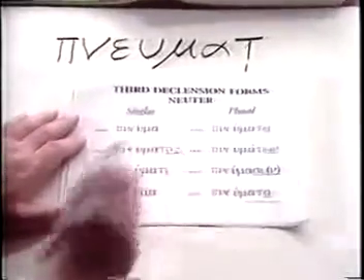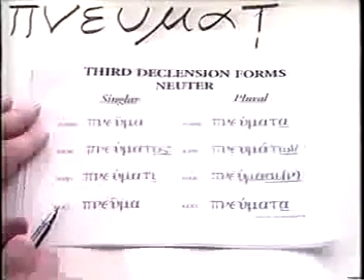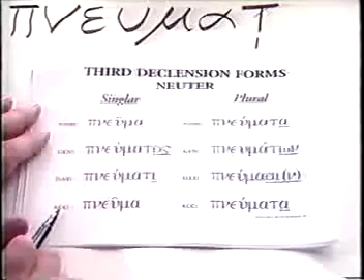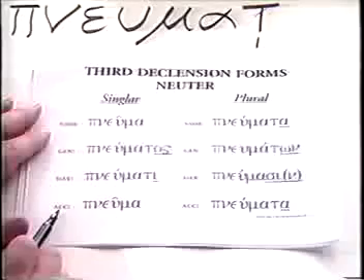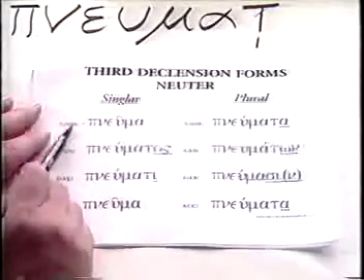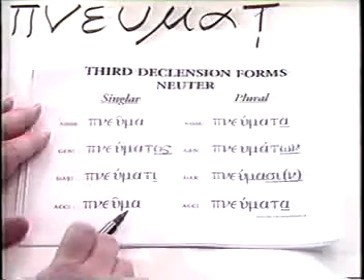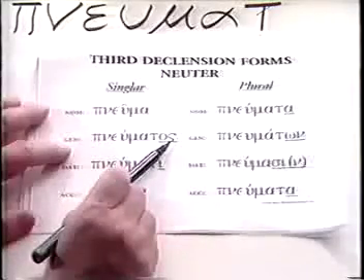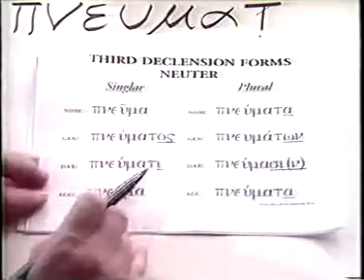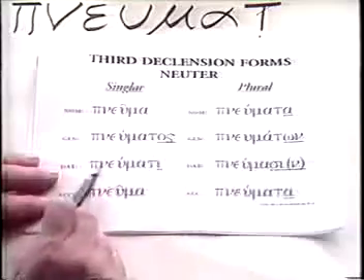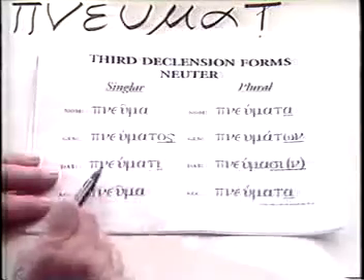Now we know that in the neuter, the nominative and accusative are always the same. And how do we know whether we're dealing with the nominative, a subject, or the accusative, a direct object? You know by now, don't you? Context. Okay, the genitive is pneumatos. There is that omicron sigma genitive. The dative, the iota on the end, pneumati, pneumati.